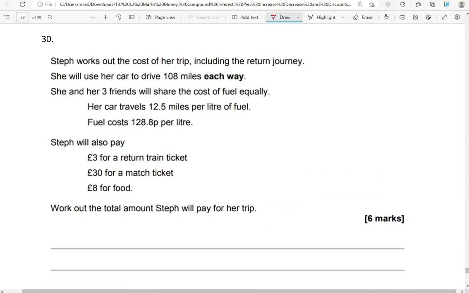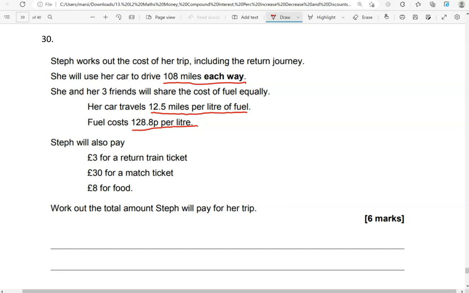Steph works out the cost of her trip, including the return journey. She will use her car to drive 108 miles each way. She and her 3 friends will share the cost of fuel equally. The car travels 12.5 miles per litre of fuel. Fuel costs 128.8 pence per litre. Steph will also pay £3 for a return train ticket, £30 for a match ticket, £8 for food. Work out the total amount Steph will pay for her trip.